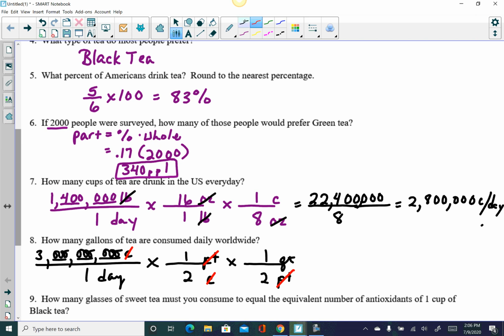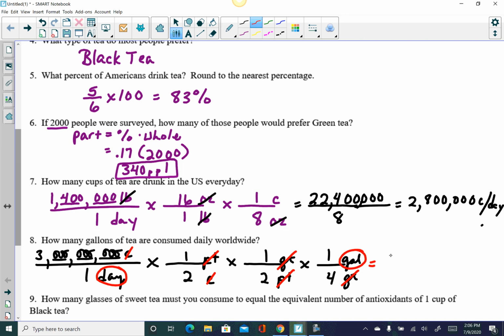Got to get rid of those quarts. We'll put quarts at the bottom and go from a quart to a gallon. We know that there are 4 quarts in 1 gallon. So then our quarts cancel out, and we're left with gallons per day.